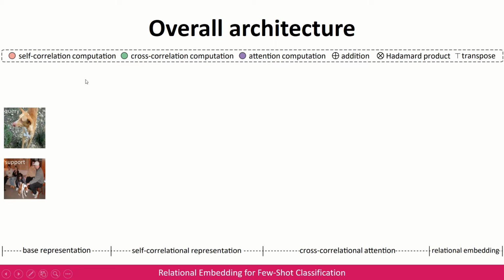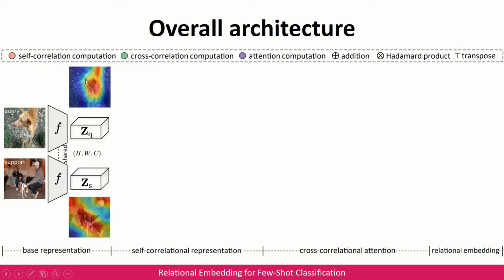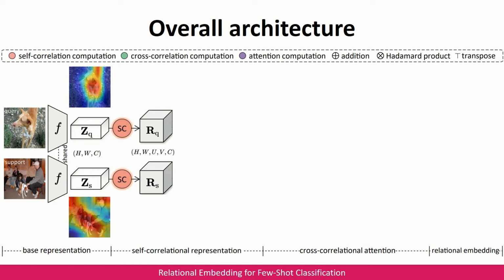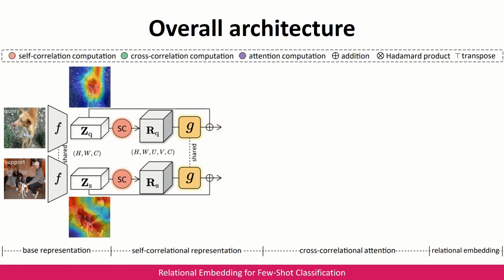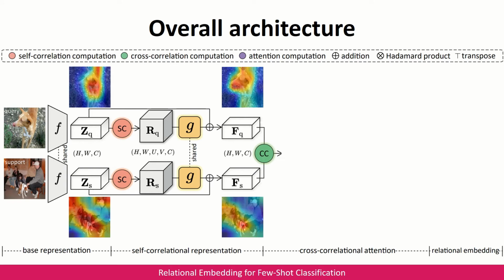Given a pair of a query and one of the support images, a backbone network F provides a base representation Z. Z is transformed to a self-correlation tensor R by computing self-correlation between each of H by W feature vectors in Z with its neighborhood. And this relational pattern is analyzed in a convolutional manner and then added to the Z to form a self-correlational representation F. This relational descriptor suppresses appearance variation and reveals structural patterns such that the model can better understand what to observe within an image.